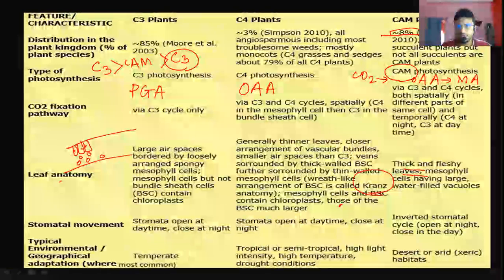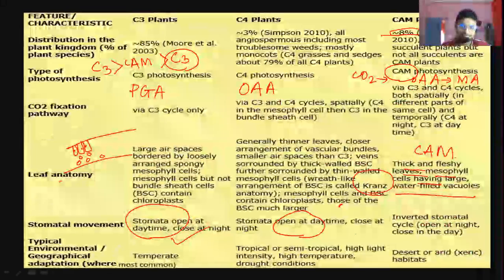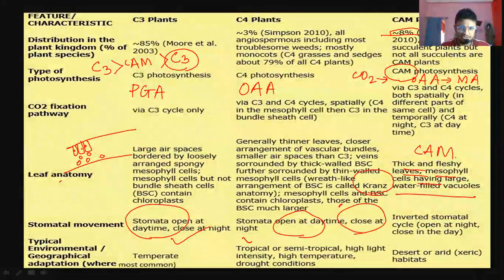As you know, the succulent leaf, mesophyll cells having a large water-filled vacuole. This is the property of CAM plants. The stomata open in the daytime and close at night. Very normal condition. Stomata open at the daytime and close at the night time. So this is the similarity between C3 and C4. CAM has an inverted stomatal cycle: it's open at the night time and closed at the daytime.